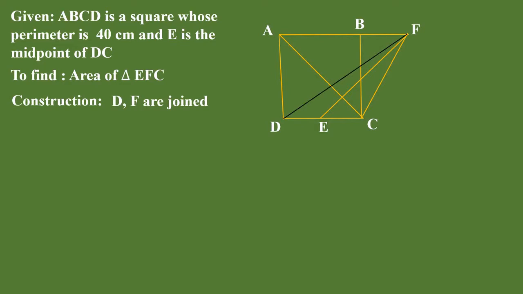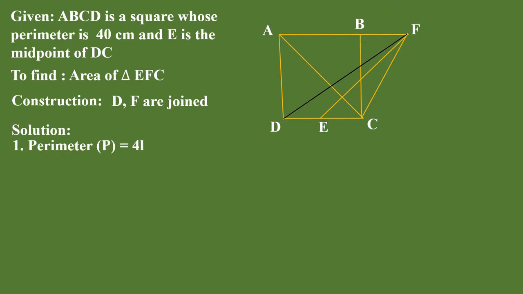Let's see. When I join this line, then in triangle DFC, EF will become a median since E is the midpoint, right? And you know that a median bisects the triangle, isn't it? So we use this property here. Now, in the solution, first let's find out the area of the square.